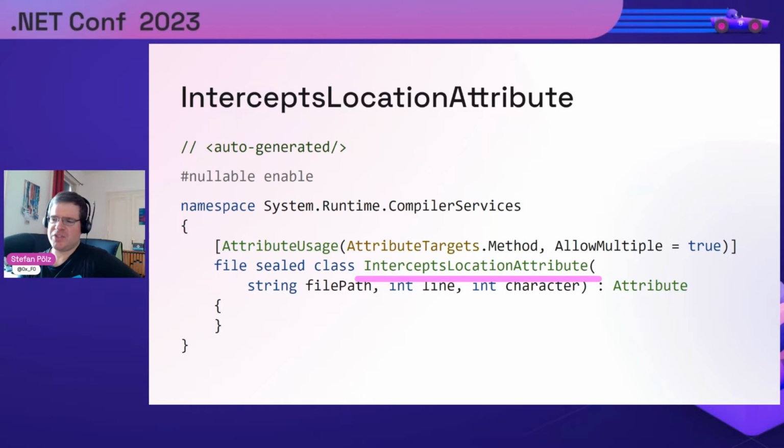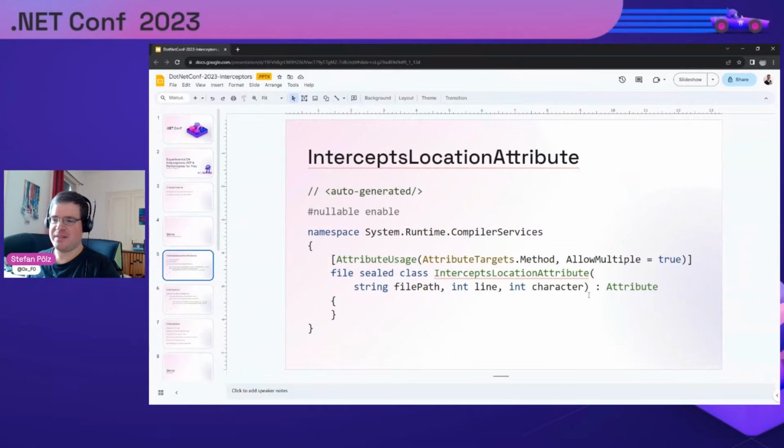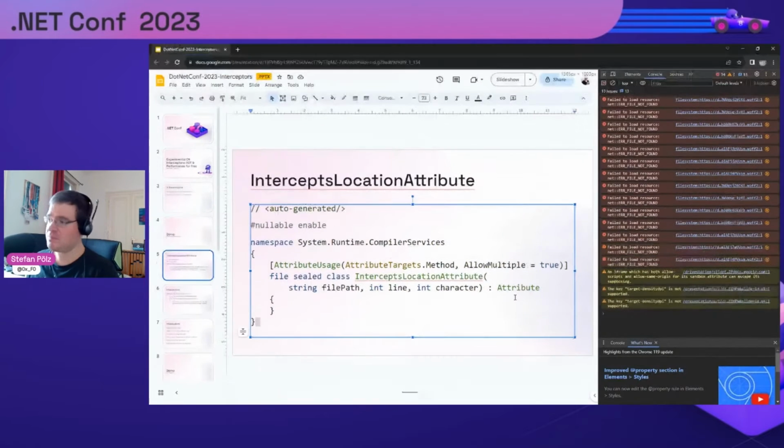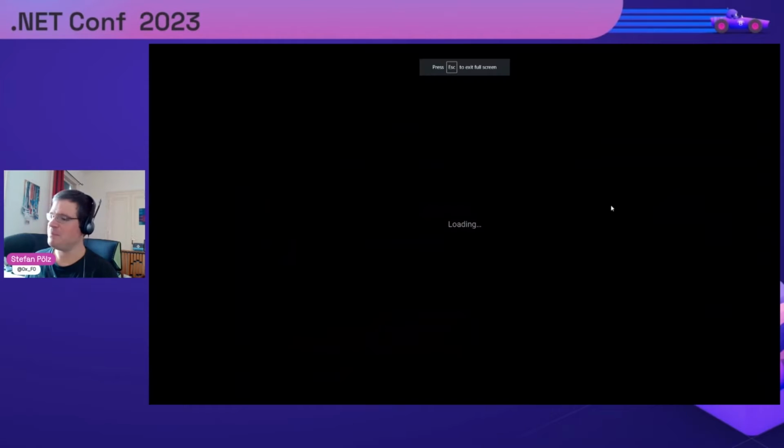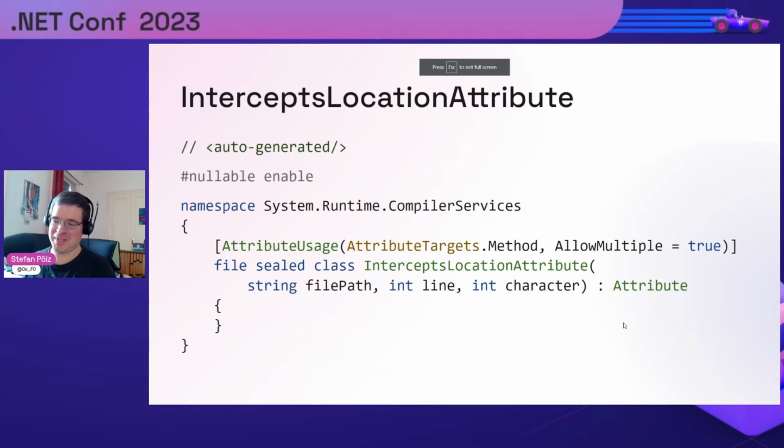So the team decided, okay, the feature still works, but we don't provide this attribute, we don't emit this attribute, but I can provide this attribute myself. The compiler, Roslyn, still respects this attribute, basically trying to find it. If it finds it, then calls may be intercepted. And this is the anatomy of this attribute.